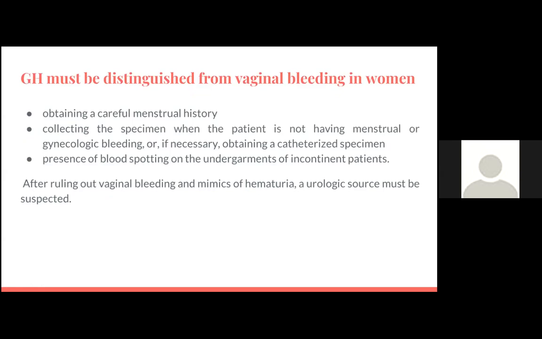Gross hematuria must be distinguished from vaginal bleeding in women. It can be achieved by obtaining a careful menstrual history, collecting the specimen when the patient is not having menstrual or gynecological bleeding, or if necessary, obtaining a catheterized specimen. Gross hematuria may also be detected by the presence of blood spotting on the undergarments of incontinent patients. After ruling out vaginal bleeding and mimics of hematuria, a urologic source must be suspected.